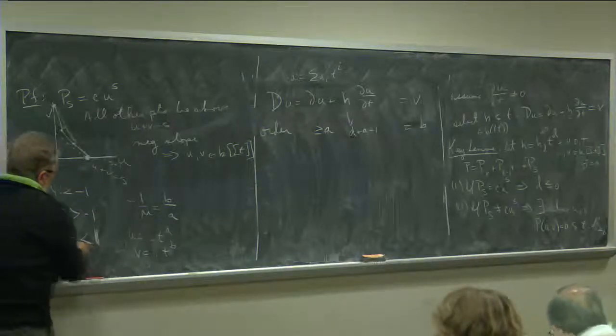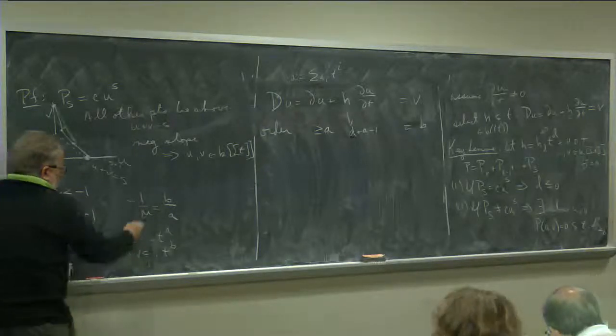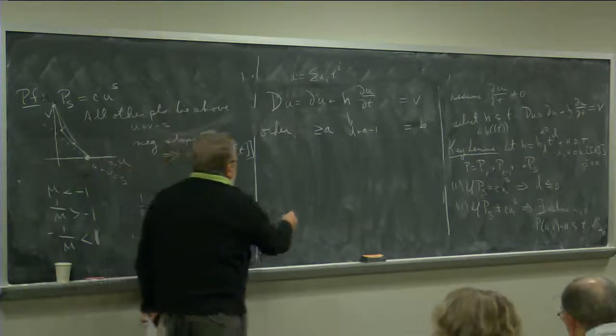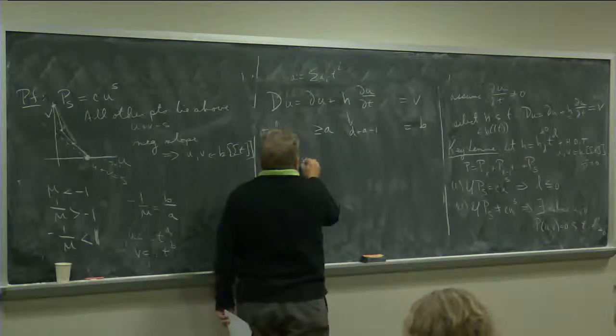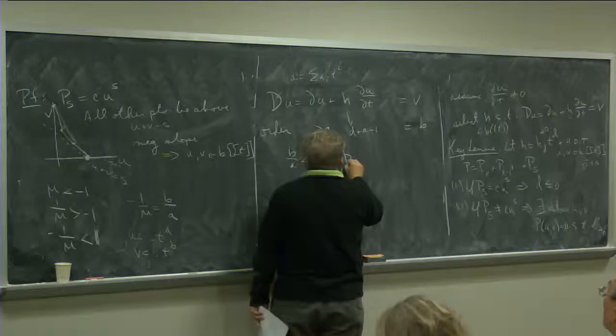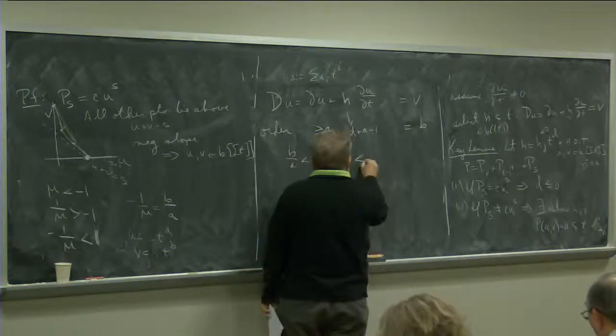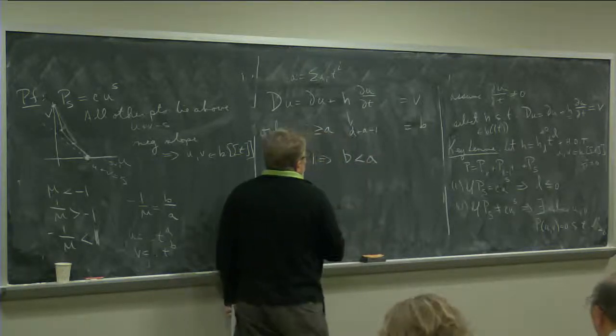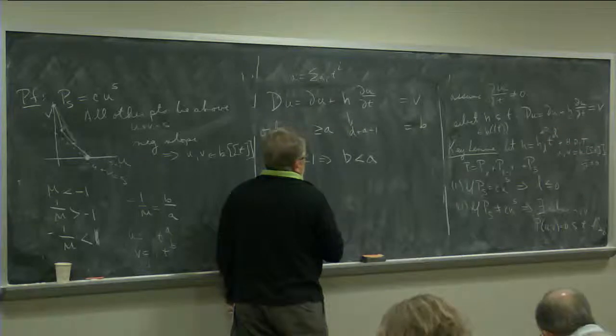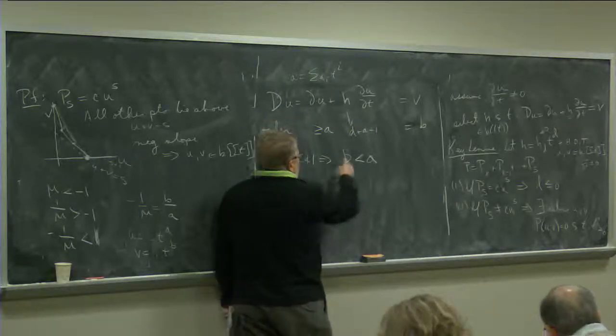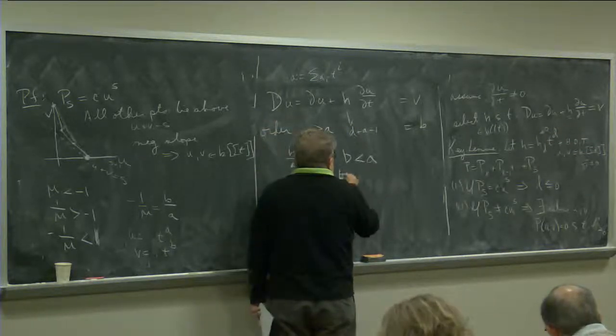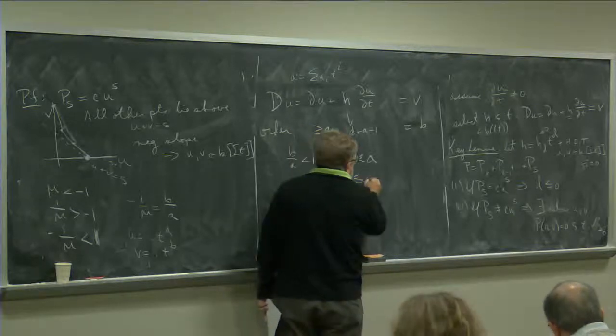So this slope is less than 1. B over A is less than 1. So that implies that B better be less than A. And the only way that can happen is if D is less than or equal to 0.